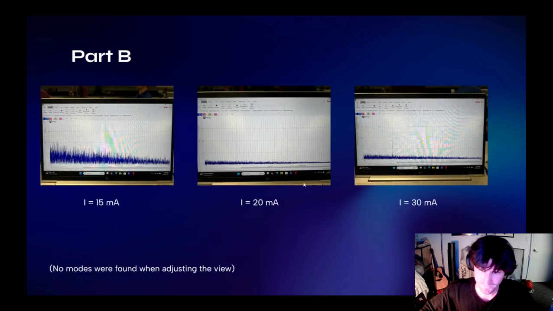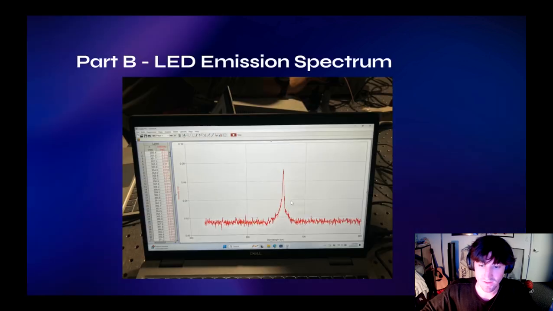For part B, for our under-threshold current, we used 15 milliamps and did not get many spikes. We got a pretty rough estimate on the screen here. For the threshold, we got one spike right about here. And then once we went above threshold to 30 milliamps, we got a very large spike right there. After adjusting our view, we could not find any other peaks, so no modes were found when we adjusted the view. The LED emission spectrum is right here.